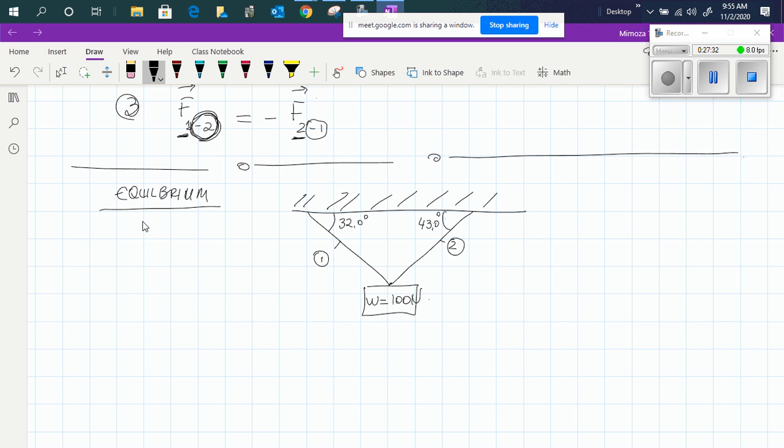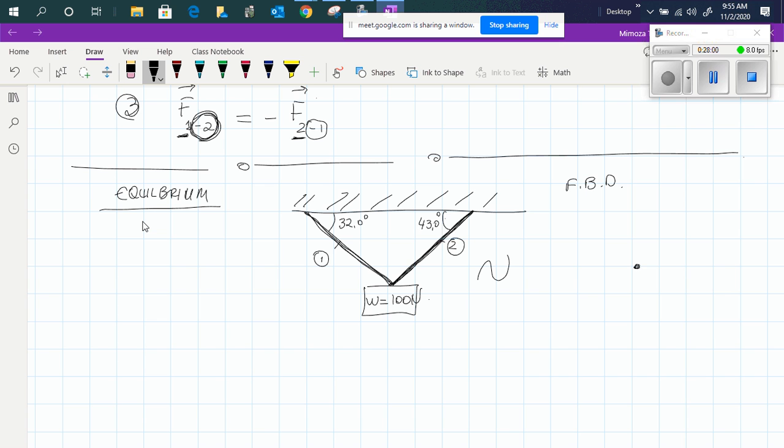So now, in order to solve this, what we have to assume here is that the strings do not have any elasticity, and as a result of this, the tension on the string, since it is a continuous string, will be the same at every section of it, either this being tension 1 or tension 2.